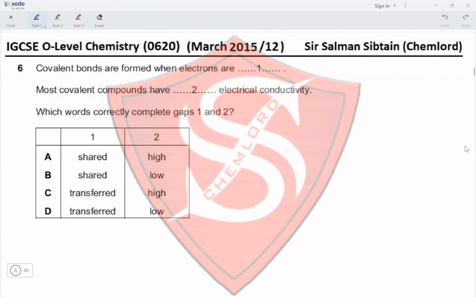Question 6. Covalent bonds are formed when electrons are, options are shared and transferred. So shared is correct, eliminating options C and D. And most covalent compounds have dash electrical conductivity. A covalent compound would have low electrical conductivity. So this eliminates option A. Which words correctly complete gaps 1 and 2? So the correct option for this question is option B.